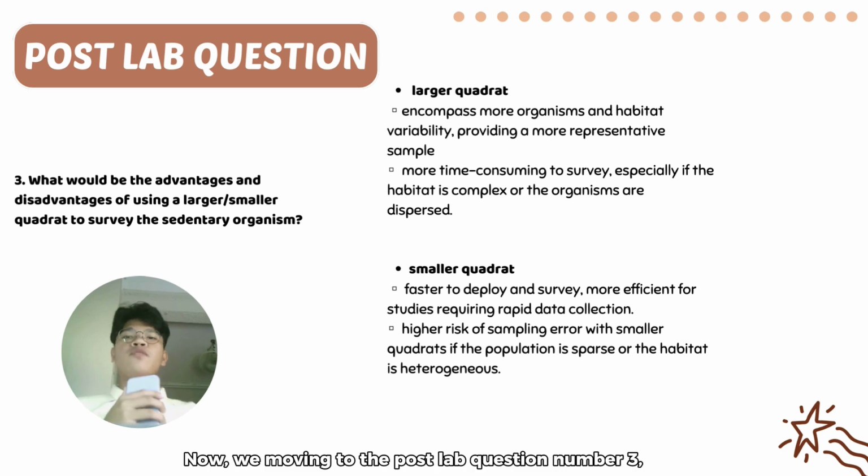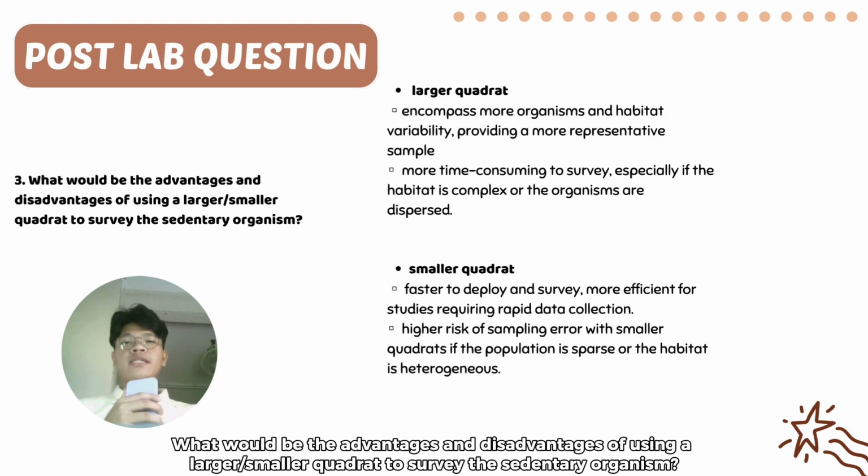Okay, now we're moving to post-lab question number 3. What would be the advantages and disadvantages of using a larger or smaller quadrat to survey sedentary organisms?